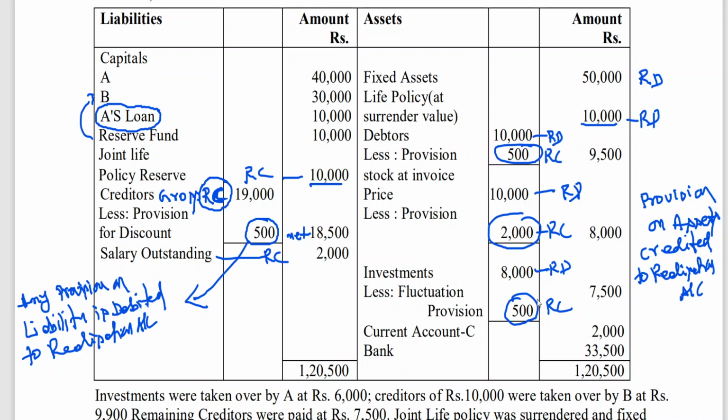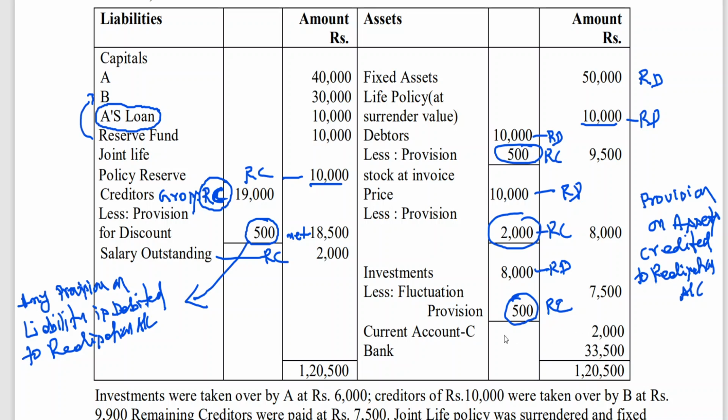Are you following, all of you? Investment fluctuation provision. Investment is highly volatile. We don't know when there is fluctuation of investment. Sometimes the market value may go up, sometimes the market value may come down. So generally, to adjust any profit or loss, any changes in the value of investment, they adjust through a provision called fluctuation provision. This provision has been maintained for adjusting the fluctuations in the market value. The investment account goes to the realization account debit side, fluctuation provision to the realization account credit side.